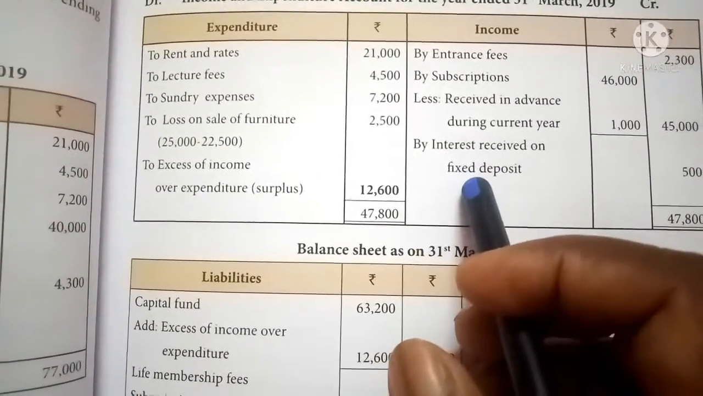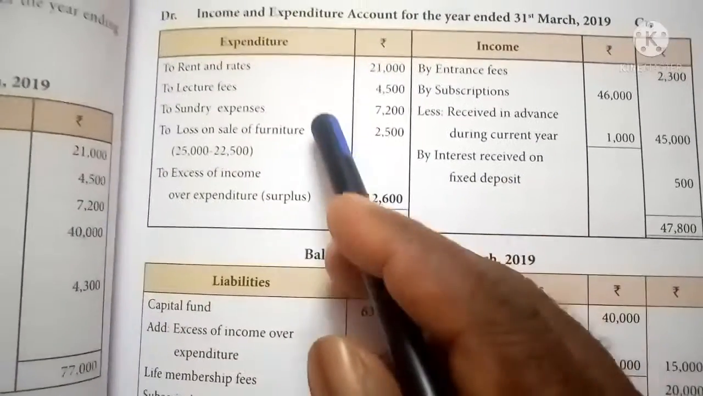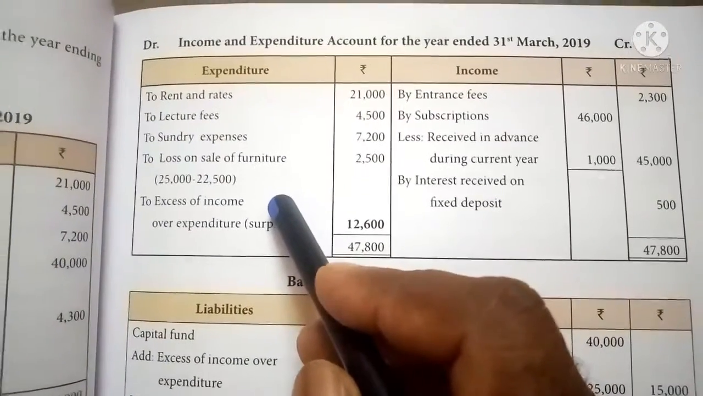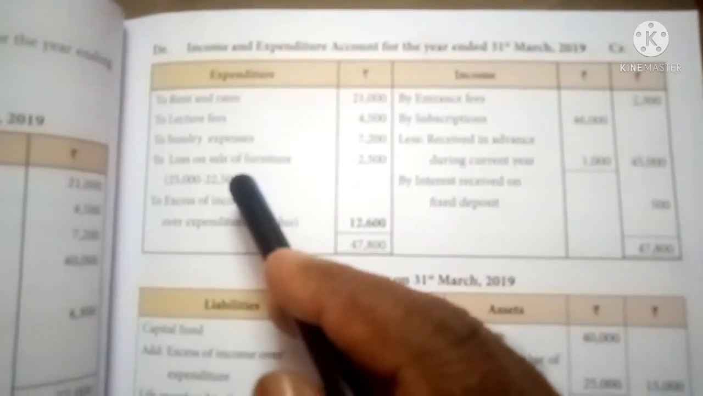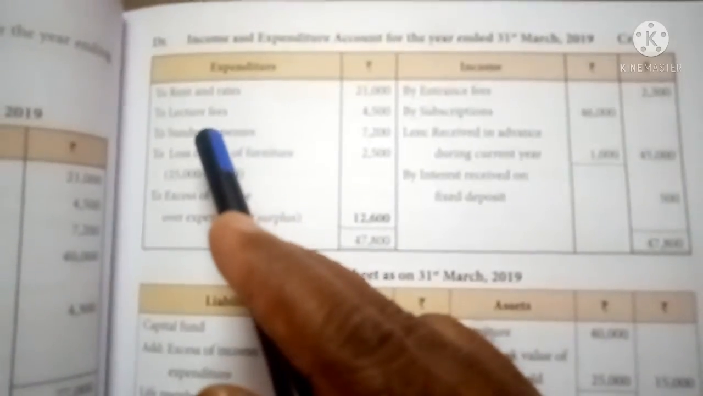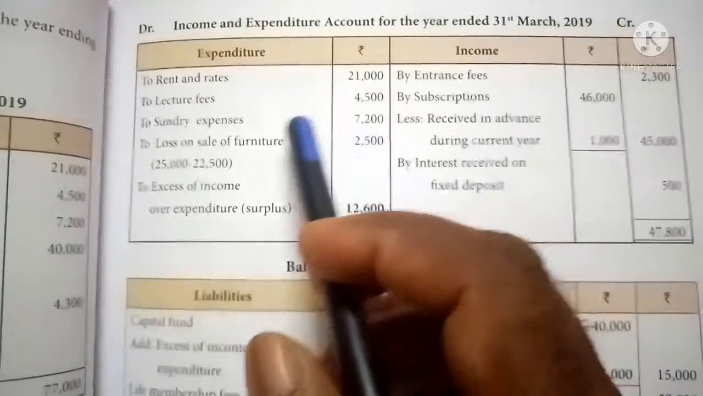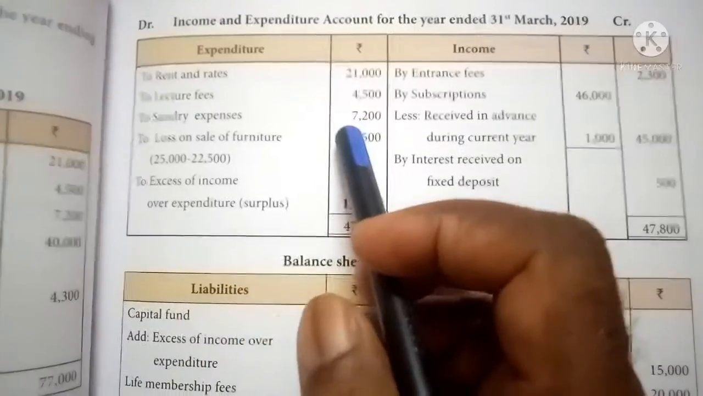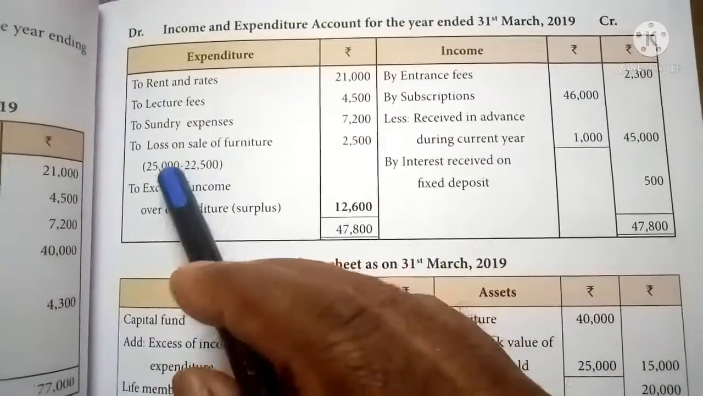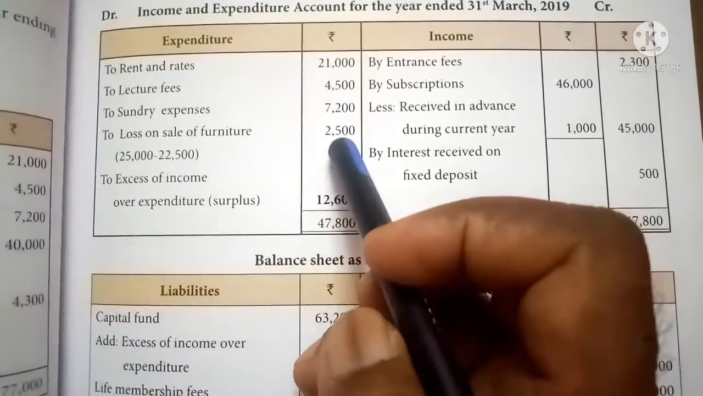Interest on fixed deposit, it is also a revenue item, 500. It should be entered in the income side. From the expenditure side point of view, you should take only the revenue expenditure, revenue payment. Already we explained the revenue payment in the given sum. Rent and rates 21,000, lecture fees 4,500, sundry expenses 7,200, loss on sale of furniture, that is book value and sale value. The difference between book value and the sale value is the loss on sale of furniture, 2,500.